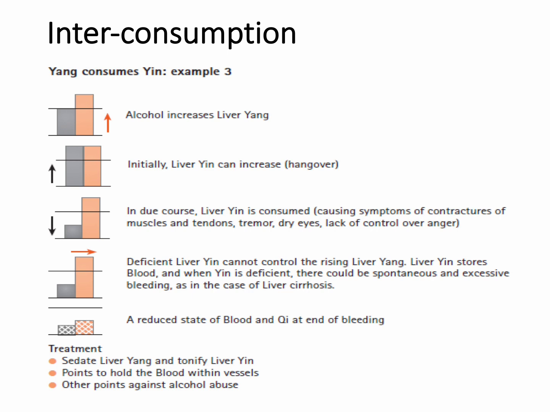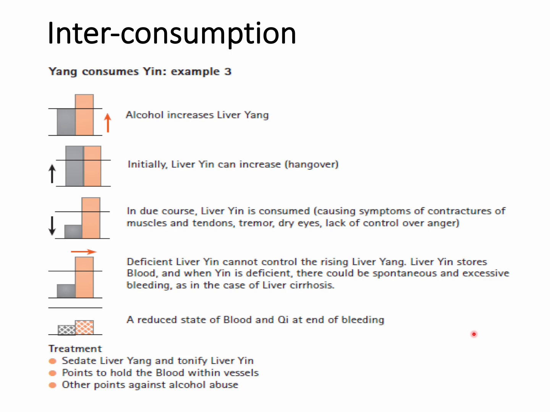So here, alcohol increases liver yang. Initially, liver yin can increase, so there will be a hangover. In due course, liver yin is consumed, causing symptoms of contractures of muscles and tendons, tremor, dry eyes, lack of control over anger. Deficient liver yin cannot control the rising liver yang.